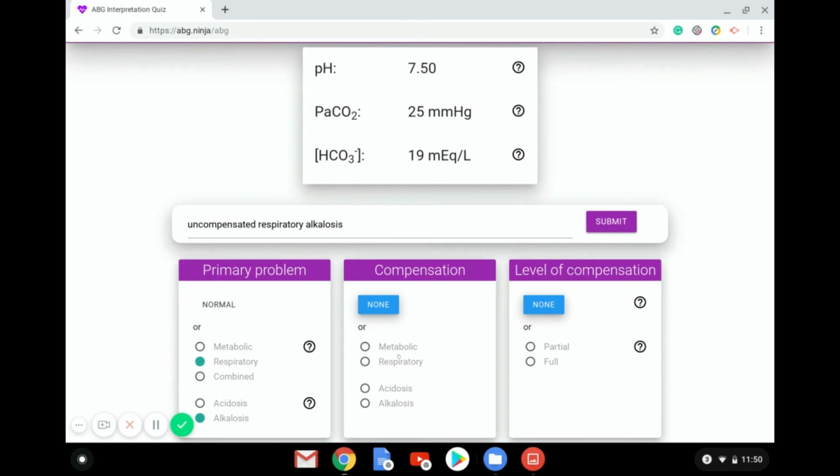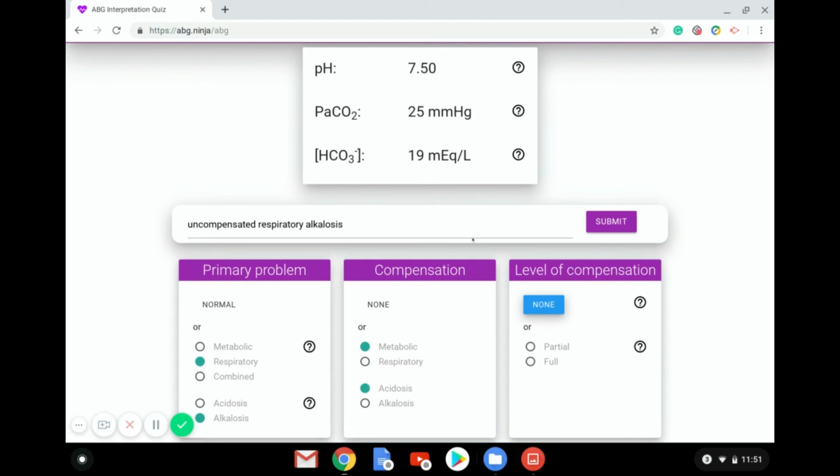Then we want to see if there is any compensation, right? Now, in order to figure out this compensation, again, the two numbers we use, the pH and the partial pressure of carbon dioxide, caused the problem. The other value would try to fix it. So is this value out of range? Yes, it is out of range. It is low. So since it is out of range, there is compensation. Remember, the compensation is going to be opposite of the problem. So if respiratory is causing the problem, what would fix it would be metabolic. And if alkalosis is the problem, then the fix would be acidosis.